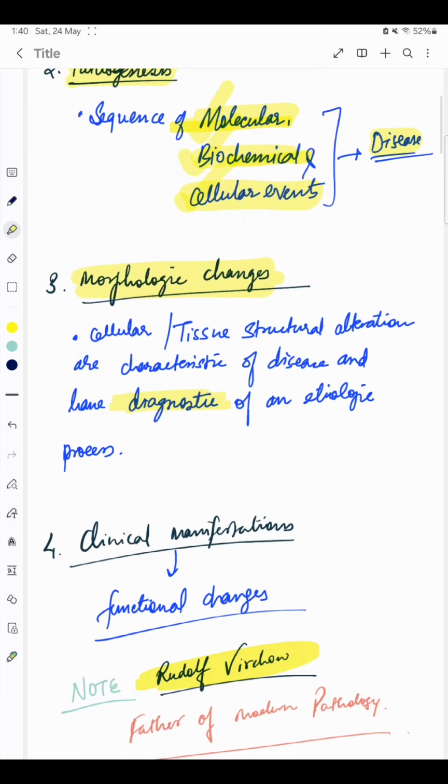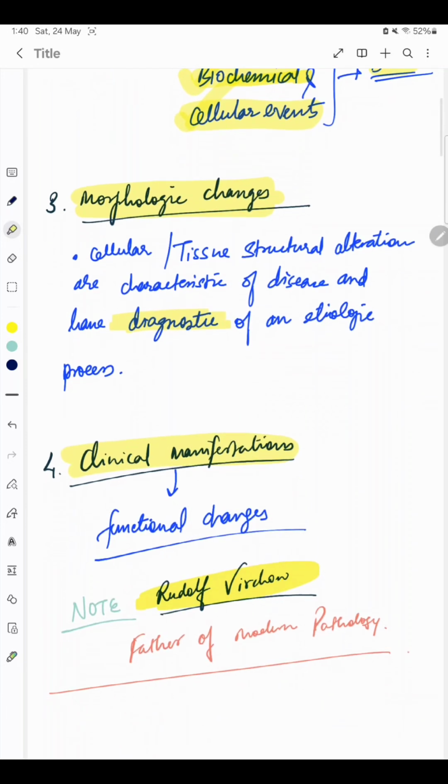Now the fourth part is clinical manifestation, how a disease manifests, like what are the signs and symptoms of a disease. These are the functional changes. Say for example, infection is usually associated with fever and pain. Likewise, Rudolf Virchow is the father of modern pathology. Rudolf Virchow.